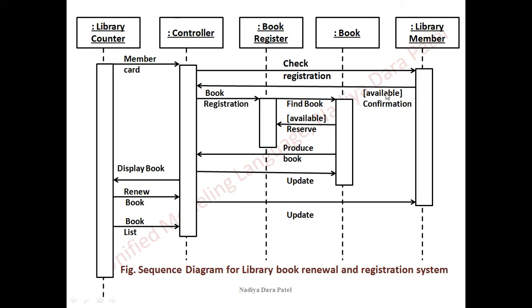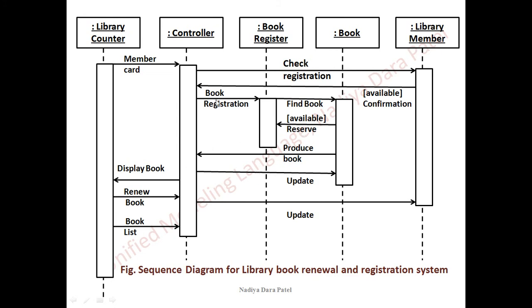As soon as it detects the availability confirmation, it is going to produce the confirmation. The book is going to go for registration in the book register. We are going to find the book. If the book is available, we are going to receive it or reserve it. We will produce the book and the controller will update the book. At the same time, the controller will update if the member is looking for an updation or the member is not available.